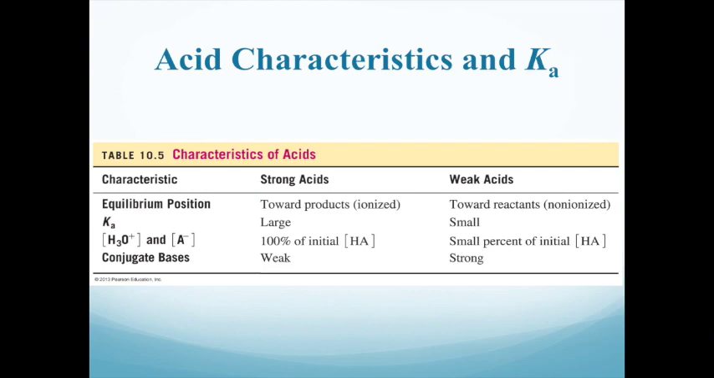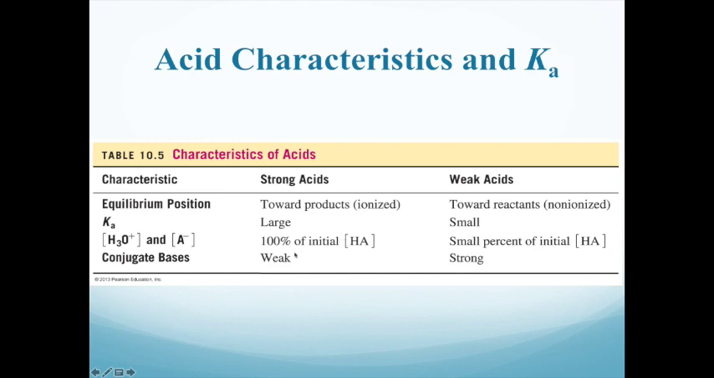So, this is a summary of acid characteristics. For a strong acid, the equilibrium position is shifted towards products, or fully ionized molecules. Weak acids have the equilibrium shifted towards reactants, which are non-ionized. Strong acids have a large Ka value, weak acids have a small one, and strong acids have H3O+ and A- concentrations of 100% of the initial concentration of acid, whereas in a weak acid, these ions will be a small percentage of the initial protonated acid concentration.